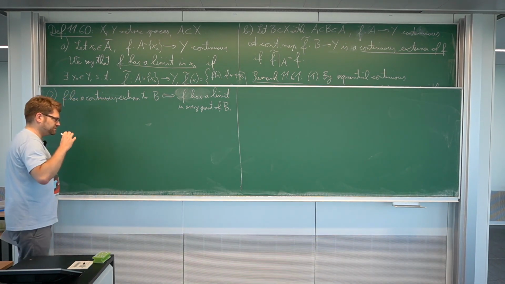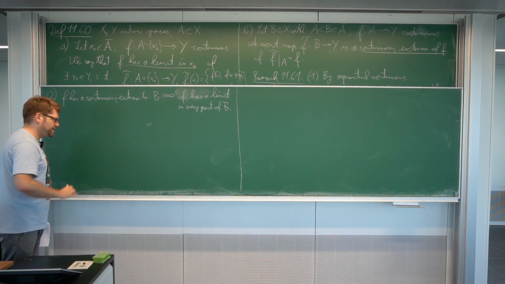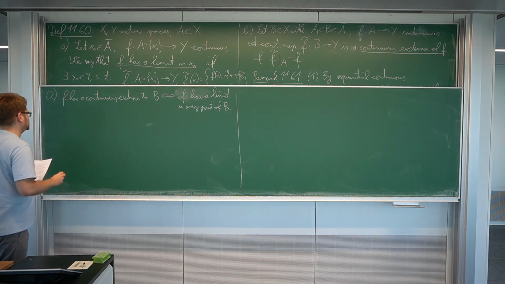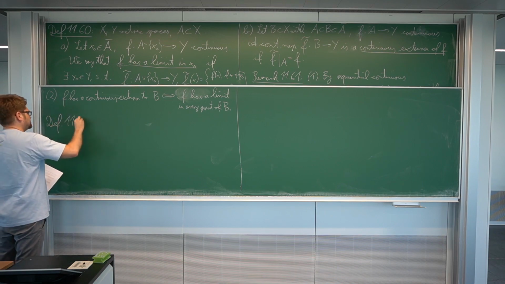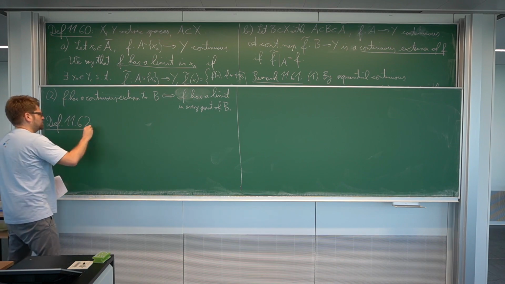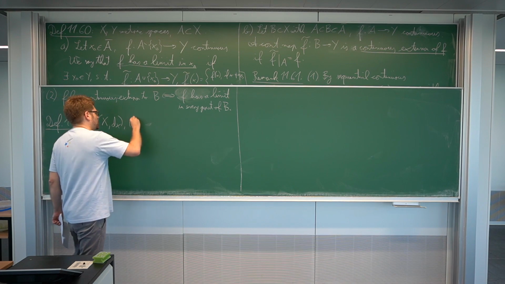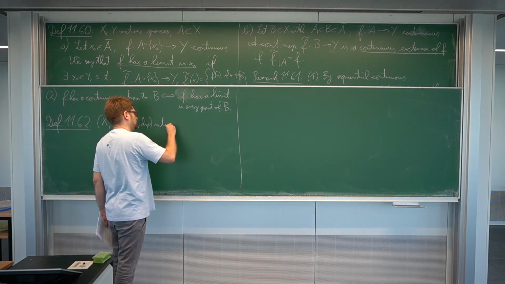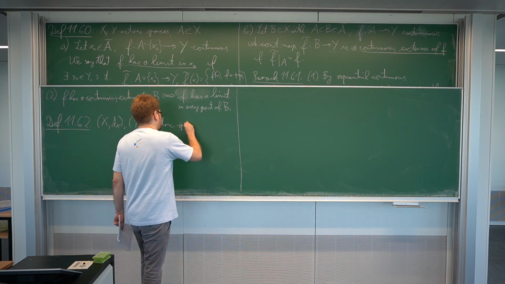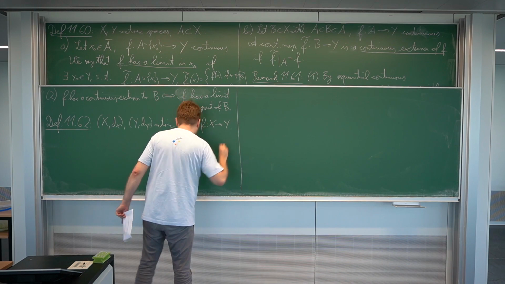And this again, in the same way as to generalize continuity, we can take uniform continuity and do precisely the same thing and generalize it. This then looks as follows. Definition 1162. Okay, now I need to write the metrics here. So X, dX and Y, dY shall be metric spaces, and f is a map from X to Y.